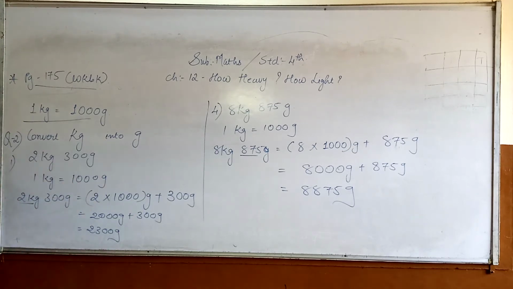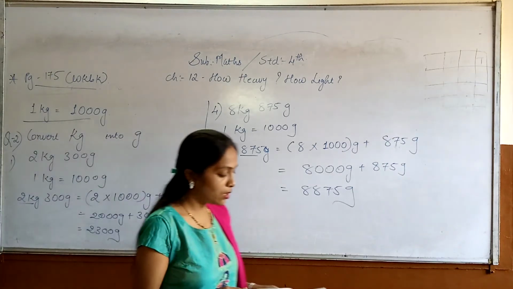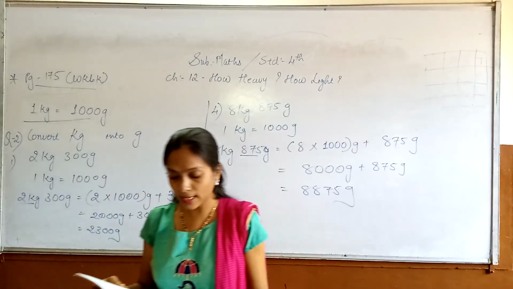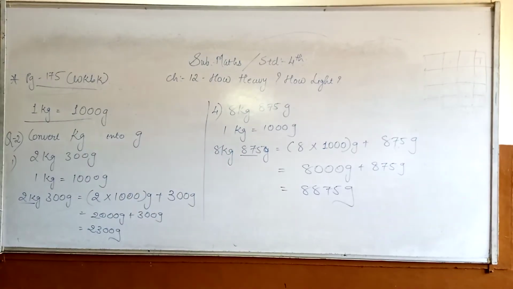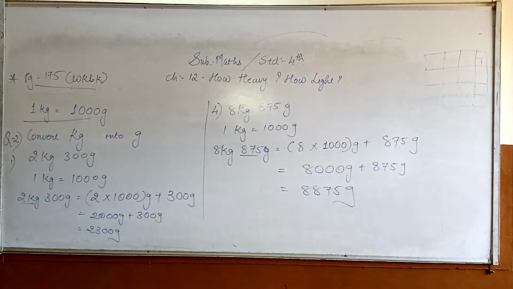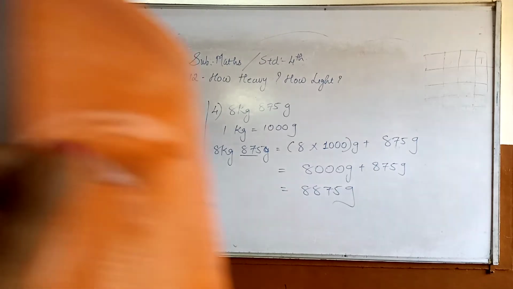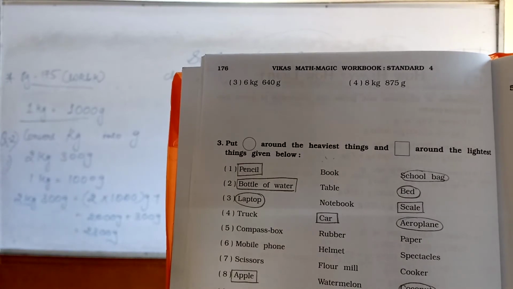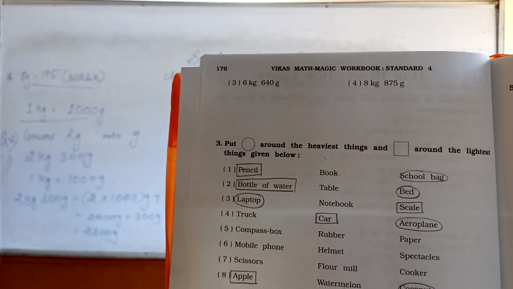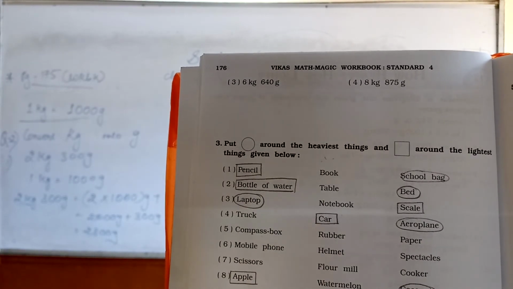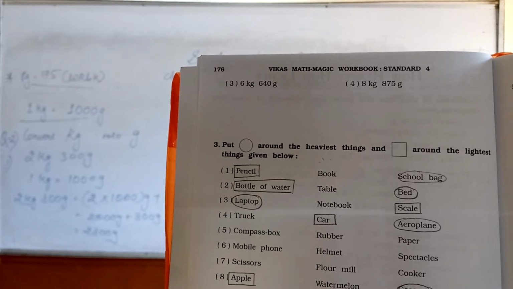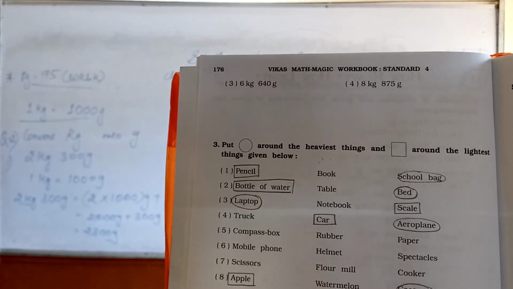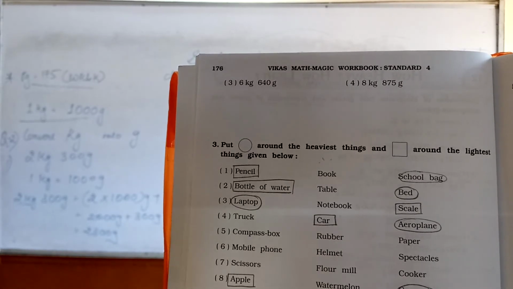Now we go to the next question number 3. Put circle around the heaviest things and square around the lightest thing given below. Look in your workbook. See this question number 3. क्या करना है आपको, पुट सर्कल अराउंड द हैवीएस्ट. जो हैवी होगा उस पर हम सर्कल करेंगे और जो लाइट थिंग होगा उसमें हम स्क्वायर करेंगे. यू हैव टू कंपेयर इट द थिंग्स विच इज गिवन ओवर हियर.